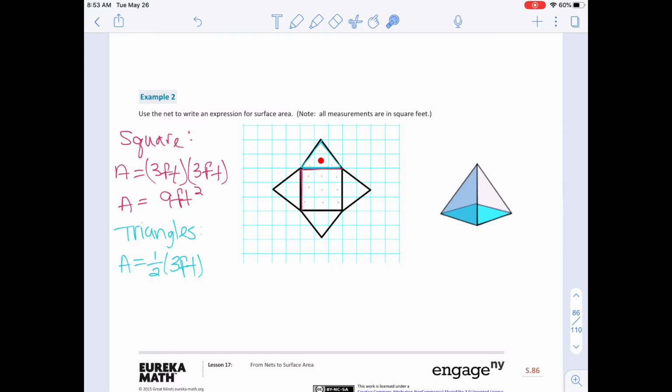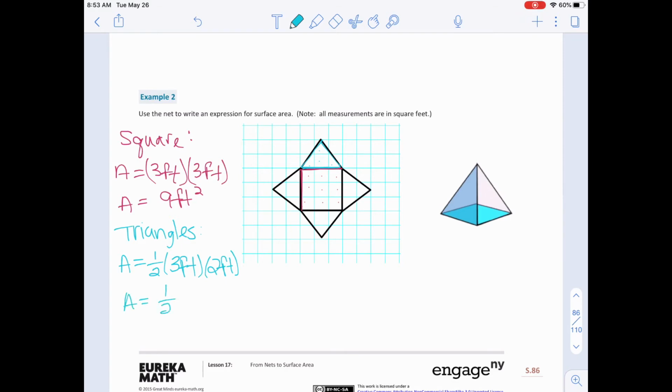So from the base, I count up 1, 2. So my height for this triangle is 2 feet. And notice they're all the same. My base is 3, my base is 3, my base is 3. My height is 2, my height is 2, my height is 2. So I'm just going to find this one triangle and then multiply by 4 for all those triangles.